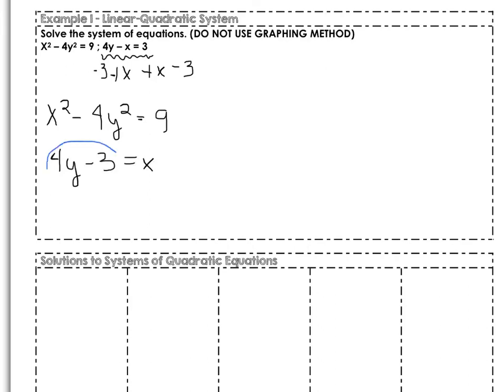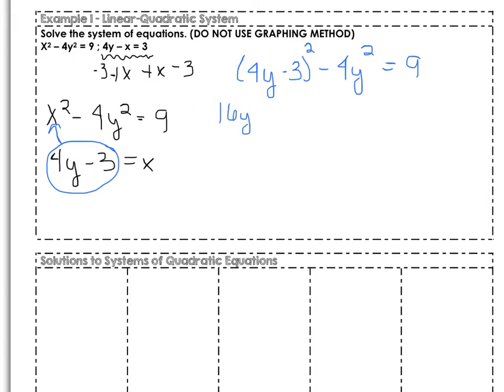So I'm actually going to take this quantity that's equal to x and substitute it for x into our first equation. So we have 4y minus 3, that quantity squared, minus 4y squared equals 9. And so now I'm actually going to FOIL my expression here. For the quantity 4y minus 3 squared, that produces 16y squared. That's also going to produce 2 times negative 12y, so negative 24y. And then we're going to have a positive 9, okay?